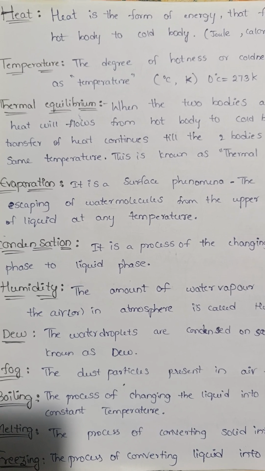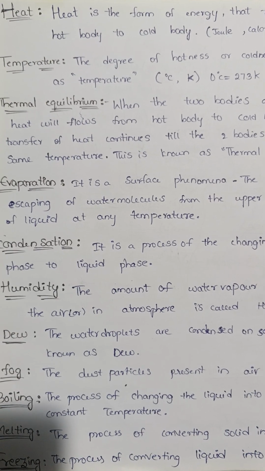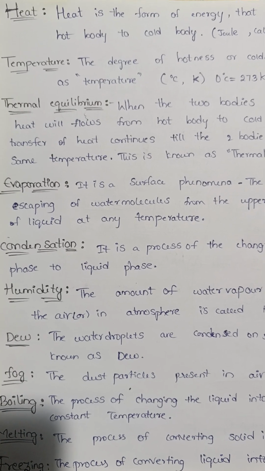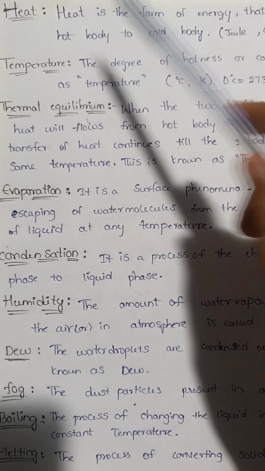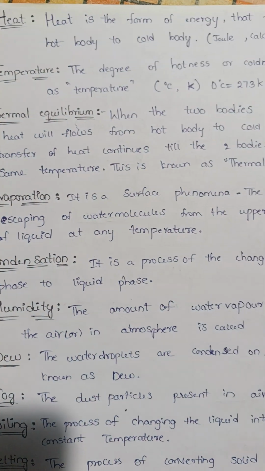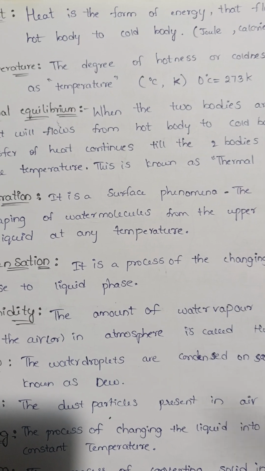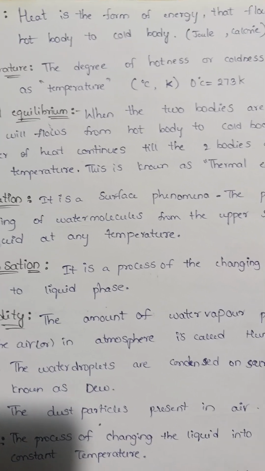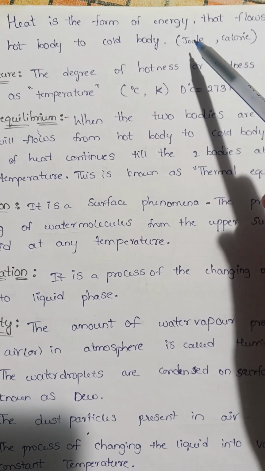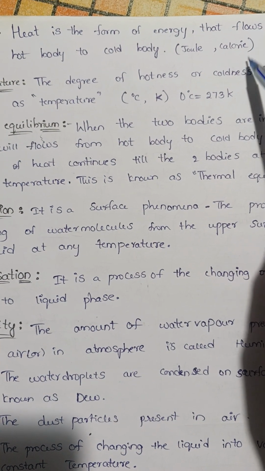Let us learn about all important topics and definitions in the first unit of 10th class chapter Heat. First of all, we have to know the definition of heat. What is heat? Heat is a form of energy that flows from a hot body to a cold body. Always remember one thing, heat flows from hot body to cold body. The SI unit of heat is joule and the CGS unit of heat is calorie.